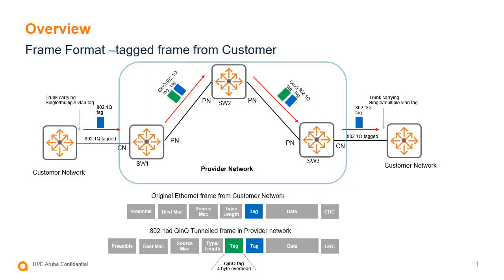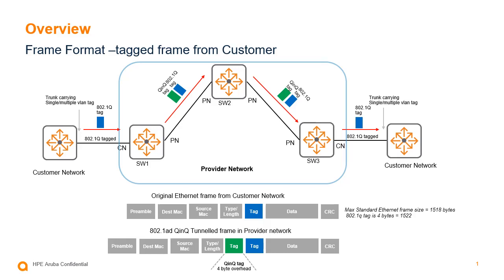So let's look at the customer tagged traffic entering the provider network via the CN port. As the customer tagged 802.1Q Ethernet frame traverses the CN port on the provider network, an additional tag, the service VLAN tag, is added to the customer's tagged frame as it passes through the PN port. The traffic propagates across the core and reaches switch 3 in this example, where the SVLAN tag is stripped and passed to the customer network port at site B through the CN port, where the original 802.1Q tag is preserved.